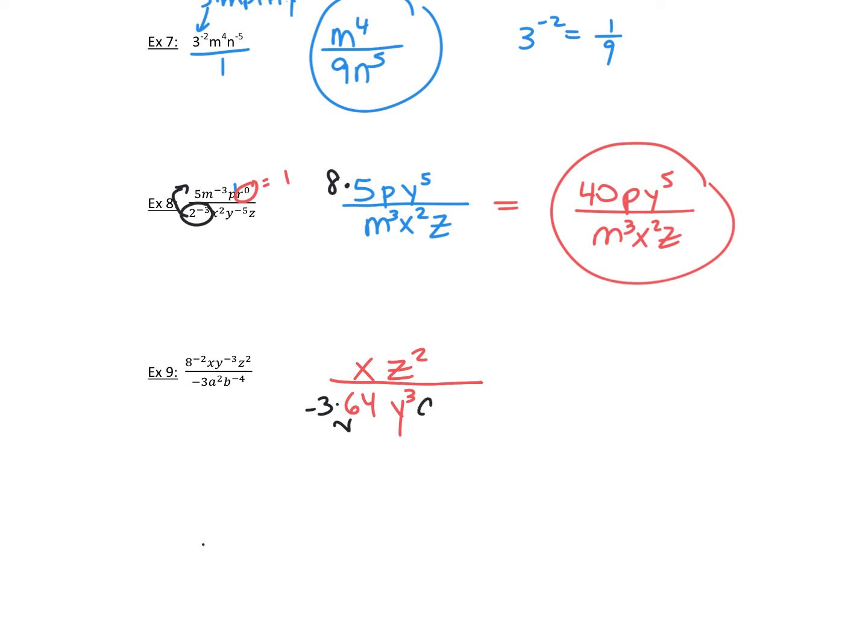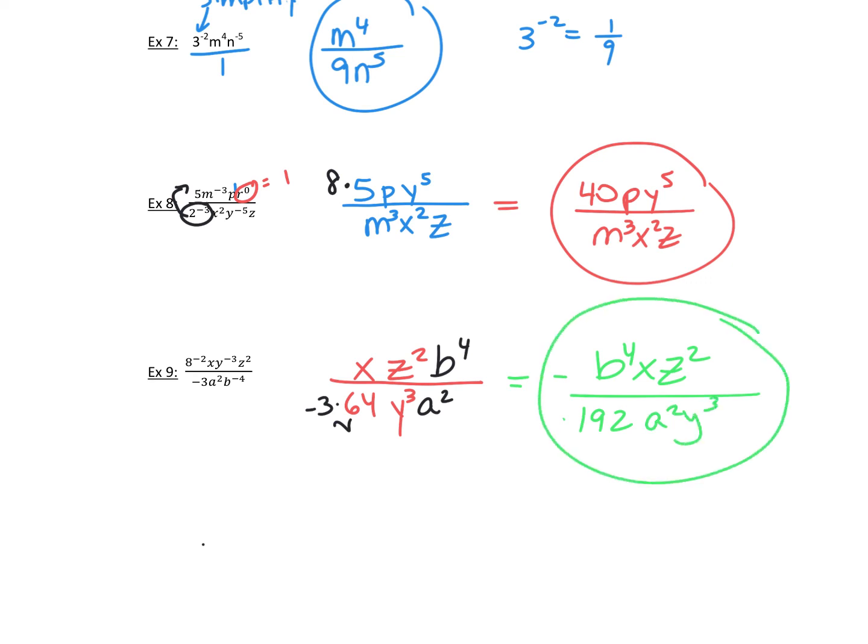A squared is going to stay. B to the -4th, I'm going to take its reciprocal. It's going to go up as b to the 4th. All right, now I'm going to clean this up. So I'm going alphabetical. B to the 4th x z squared in the numerator. 3 times 64 is going to be 192. It's negative. Now this negative, remember, a fraction with one negative, it doesn't matter where you put the negative. So it's a little bit nicer to just slide it up. So I'm going to move it up here. It doesn't matter where you put it. And then a squared y cubed. And there's my final answer.